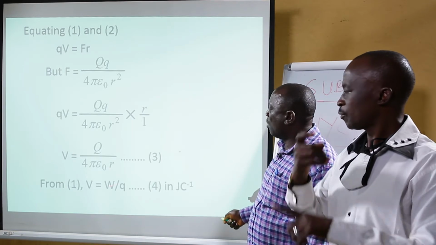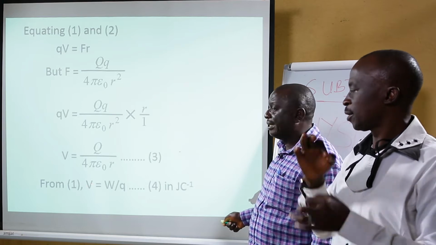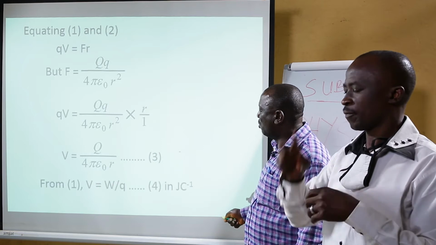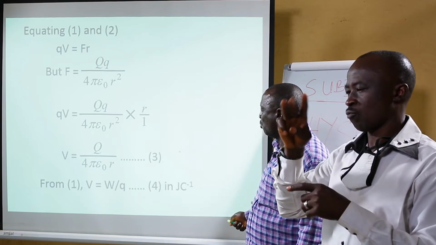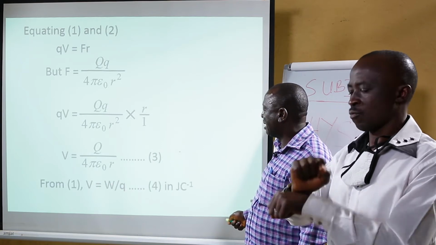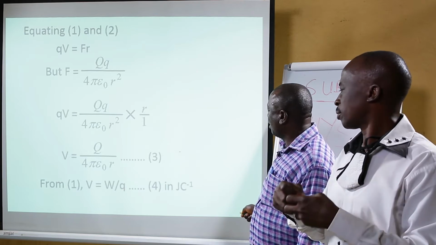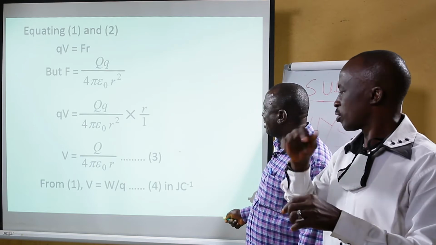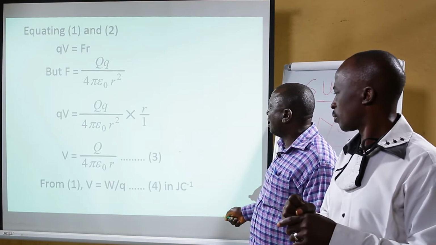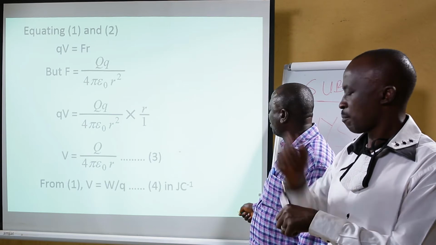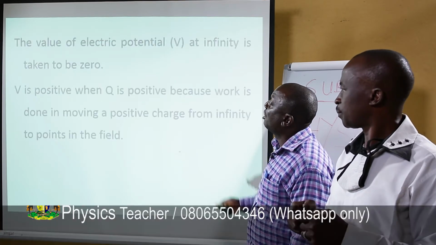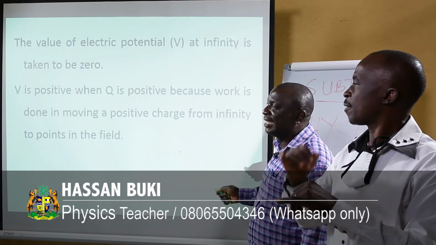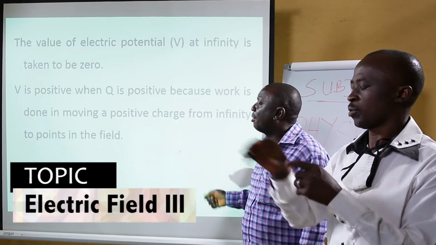Now from equation 1, if we make V the subject of the formula, we will have V equals W over small q, which means work done over charge. And the unit will be what? Joules per coulomb, because work done is in joules, charge is in coulomb. So we have work per charge, which is joules per coulomb. The value of electric potential V at infinity is taken to be 0.